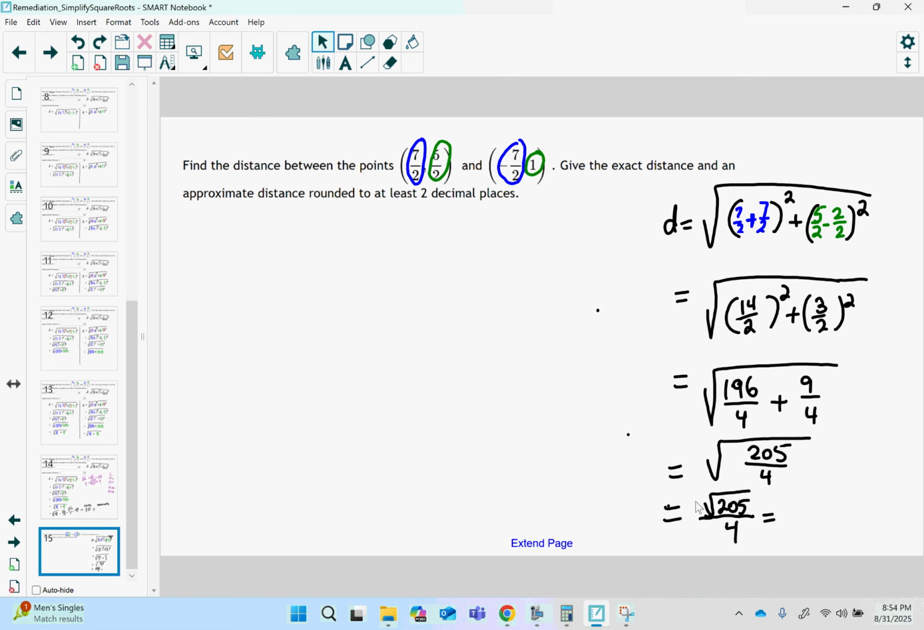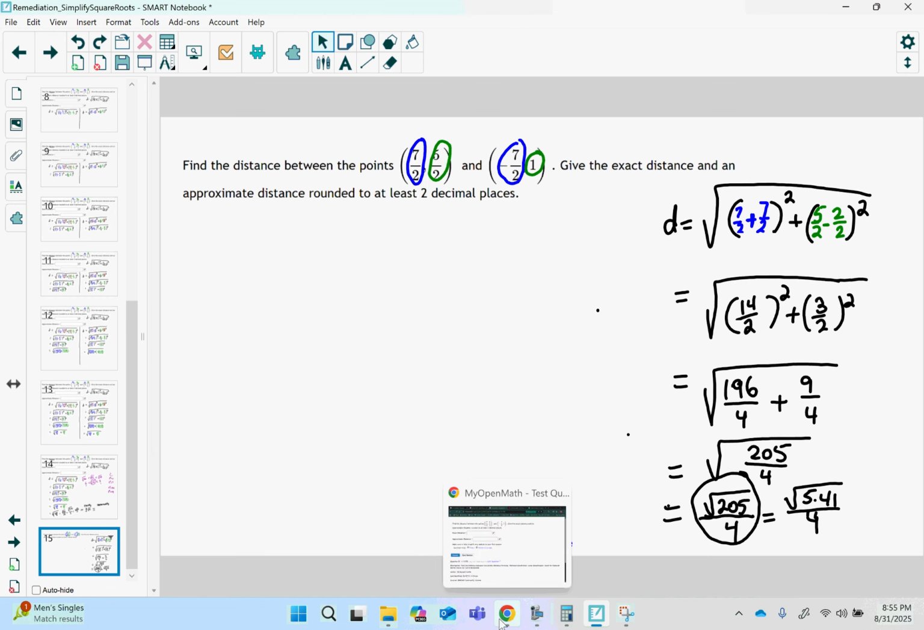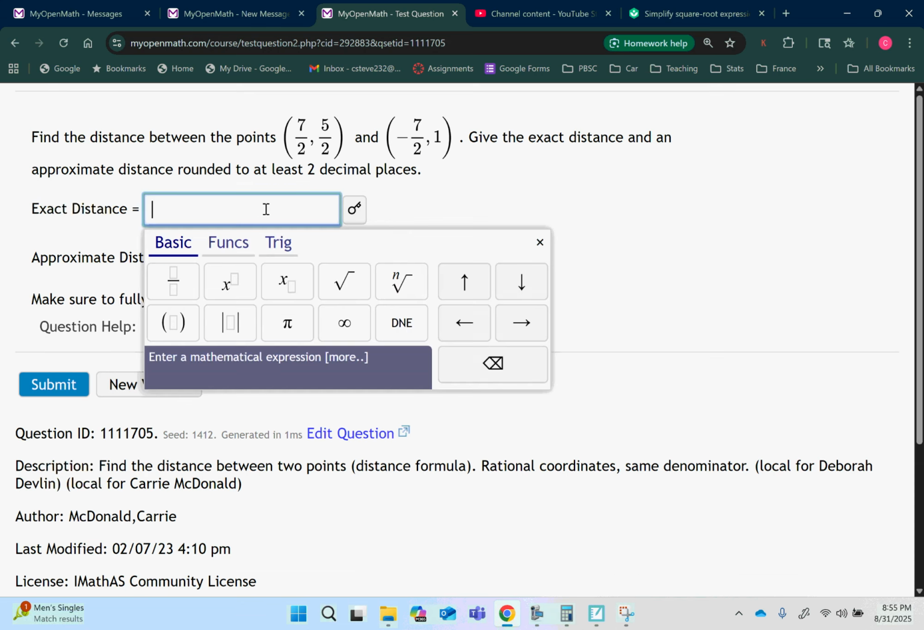Okay, so I'm going to rewrite this. Oh, but that's not going to help us. Right, so 5 times 41 over 4. 5 is not a perfect square. 41 is not a perfect square. They're both prime. 5 is prime, meaning it can only be broken down to 5 times 1, and 41 same. So actually, this is our best, most simple version of the exact answer. So we'll go ahead and put it in, square root 205 over 4.